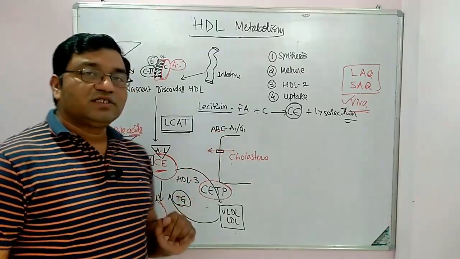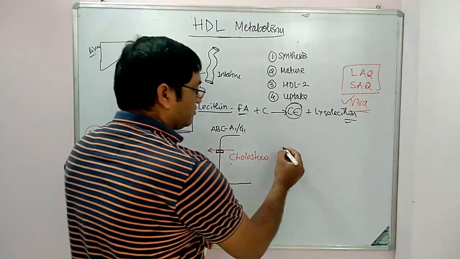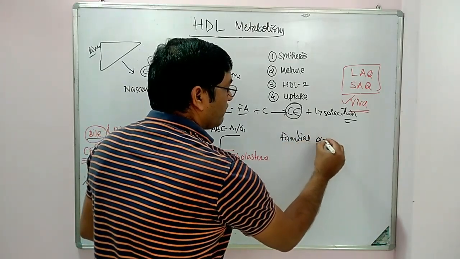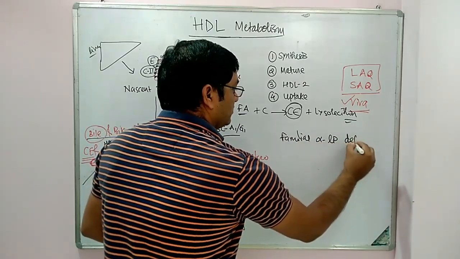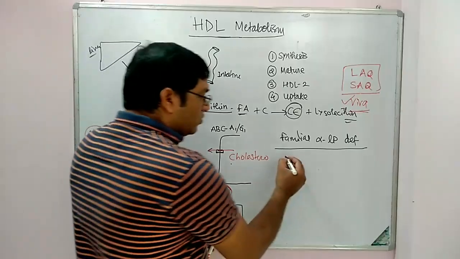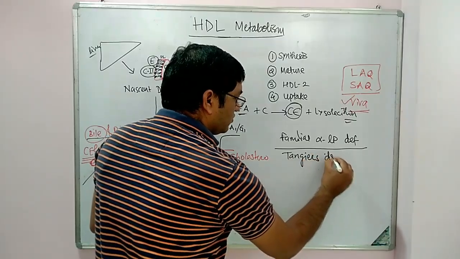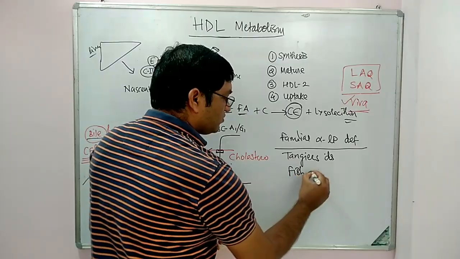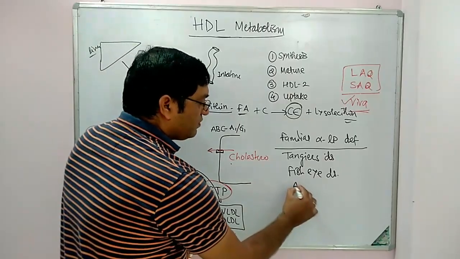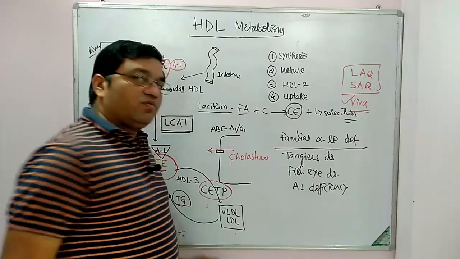Now what are the metabolic diseases related with HDL metabolism? It is known as familial alpha lipoprotein deficiency. It includes mainly Tangier's disease. Also one is there, that is fish eye disease, and another one is ApoA1 deficiency. So these are the diseases related with HDL metabolism.